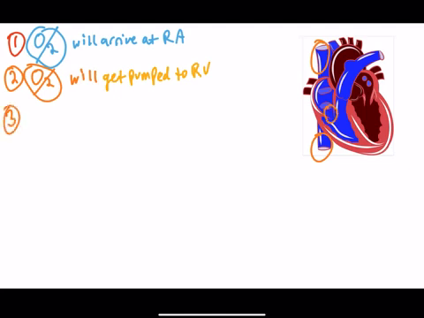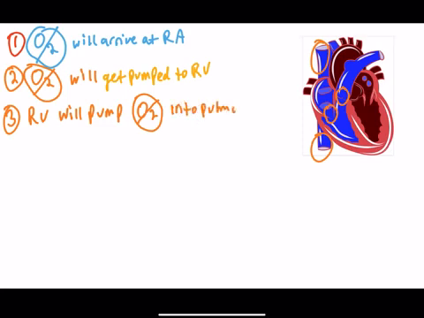Next, that right ventricle that has the deoxygenated blood will pump at about 20 to 25 millimeters of mercury of pressure, and it's going to pump that deoxygenated blood. So the right ventricle will pump deoxygenated blood through the pulmonic valve, which is right here, and into the pulmonary arteries of the heart.